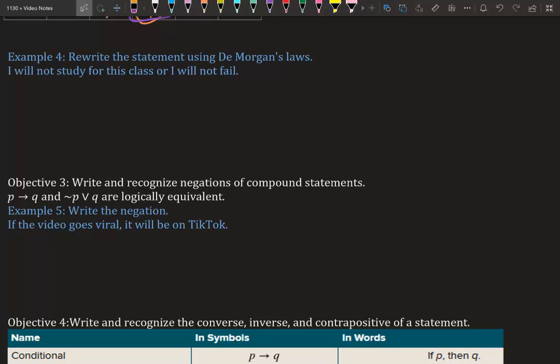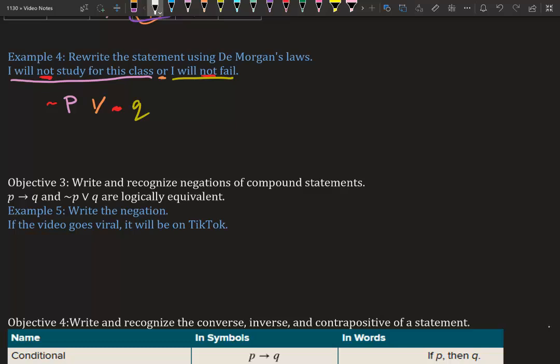We're going to rewrite this statement using De Morgan's law. I will not study for this class, or I will not fail. So first we have to bring out the P's and Q's. It says, I will not study for this class. So that's P, but since we see the word not, we know that's negation P. We have the connector of or. And then we have, I will not fail this class. So that's Q, but since we have the word not, that's squiggle Q.